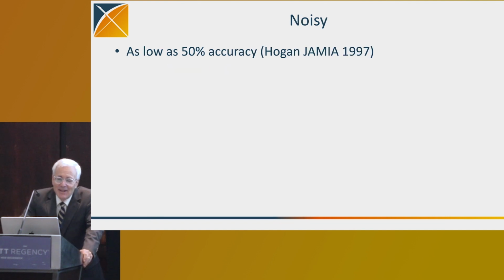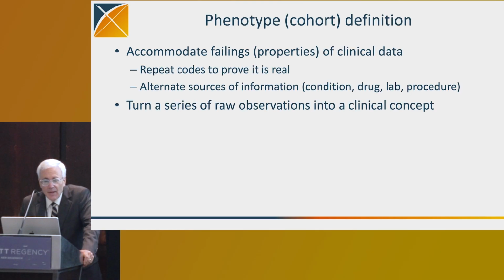Now, this is from 1997, 50% accuracy. That was the low end, which was for smoking. Is this a smoker? That was 50% accurate. For things like diabetes, it was closer to 90% accurate, so it's more, but still not 100% accurate. So the purpose of a phenotype or cohort definition is to accommodate failings or properties, because they're not necessarily failings. It's better to see them as properties of clinical data, not failings. These are valuable data.